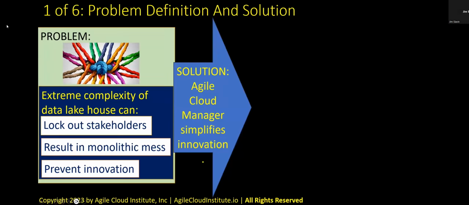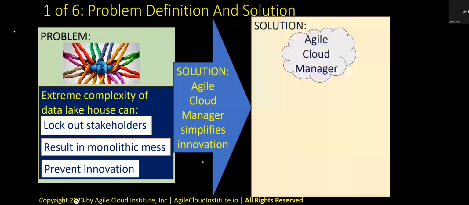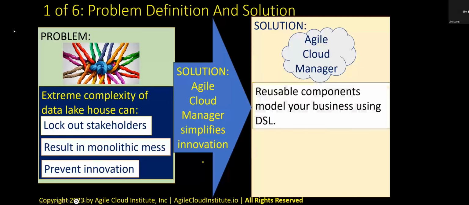The solution to this problem involves simplifying the process of innovation in your data lakehouse's overall structure. Agile Cloud Manager can simplify the management of your data lakehouse in at least 3 main ways. First, Agile Cloud Manager's domain-specific language, DSL, makes it easy for you to group the elements of a data lakehouse into reusable components that have meaning to your business.